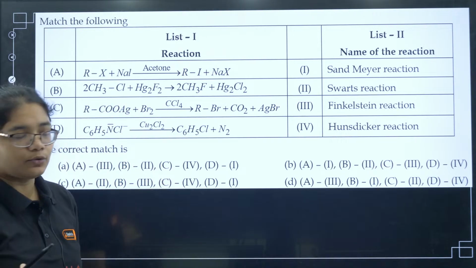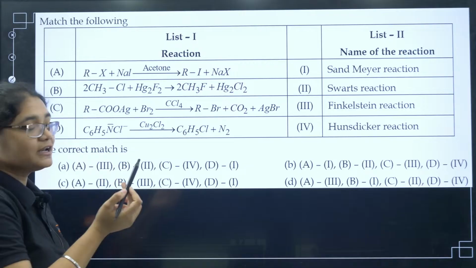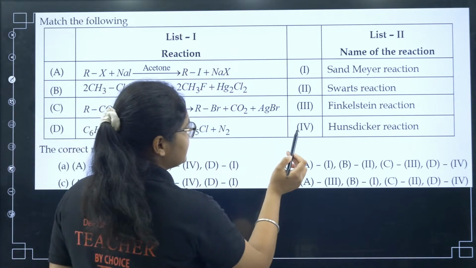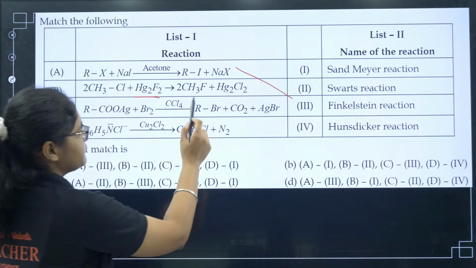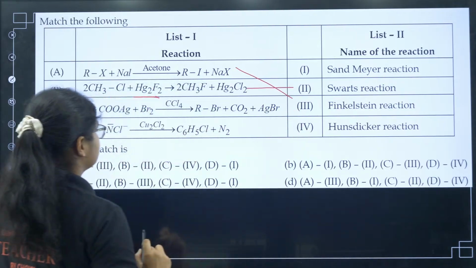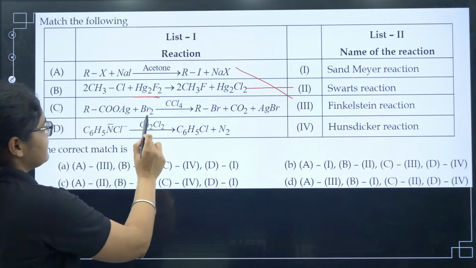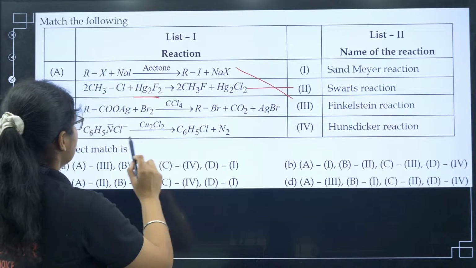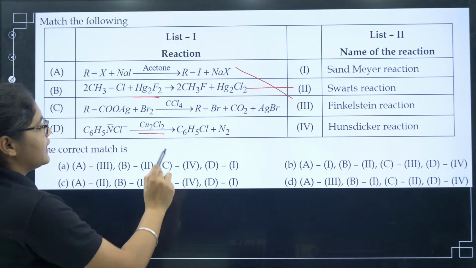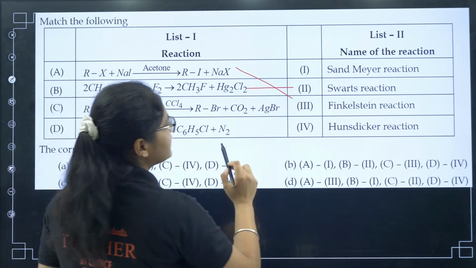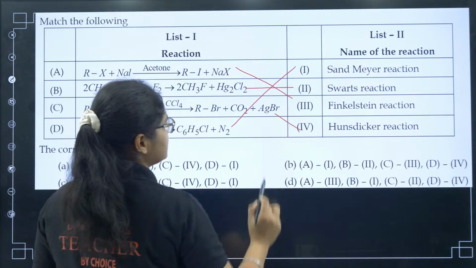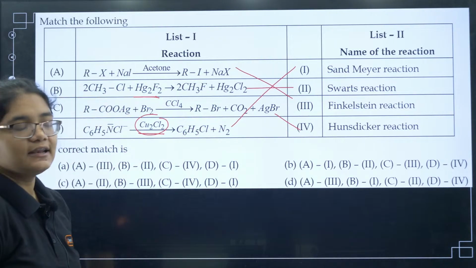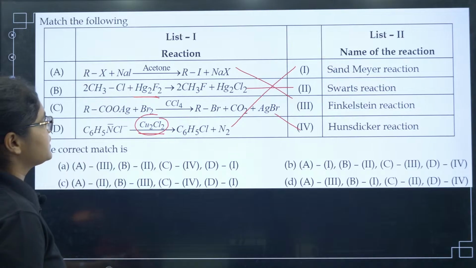RX with NaI in dry acetone, right? We know this is a name reaction, that is which reaction? It is your Finkelstein reaction. Next, with metallic fluorides we will get fluorine, that is your Swarts reaction. Next, RCOOAg with Br2 in CCl4 is there, and you have Cu2Cl2, that is your Sandmeyer reaction. So D is your Sandmeyer reaction, and the third one is your Hunsdiecker reaction. So which option will I get?